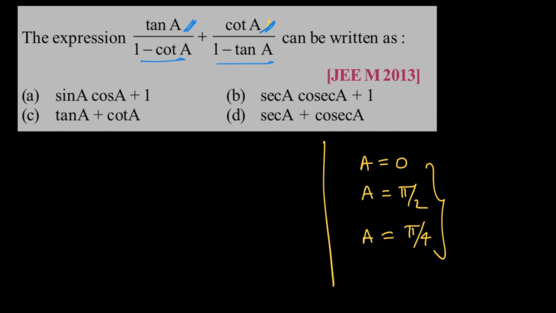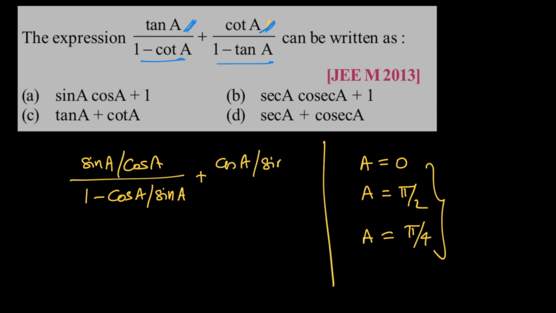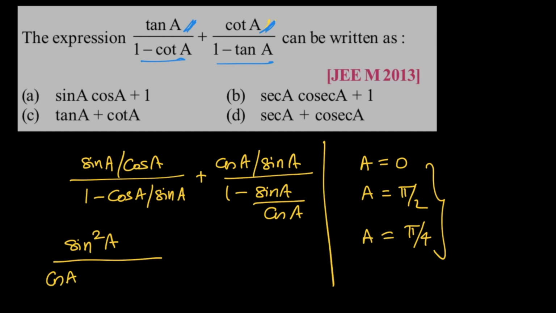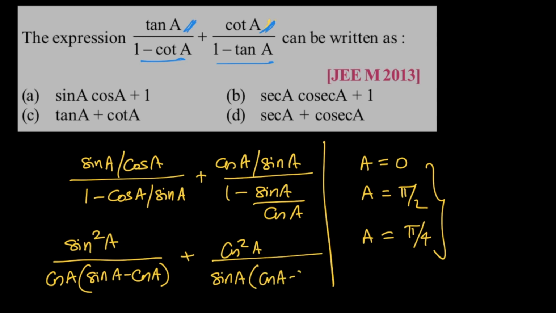I don't like tan and cot, so I'm going to convert these into sine and cos. We have sine A over cos A divided by 1 minus cos A over sine A, plus cos A by sine A divided by 1 minus sine A by cos A. Alright, so this is going to be sine squared A divided by cos A into sine A minus cos A, plus cos squared A divided by sine A into cos A minus sine A.